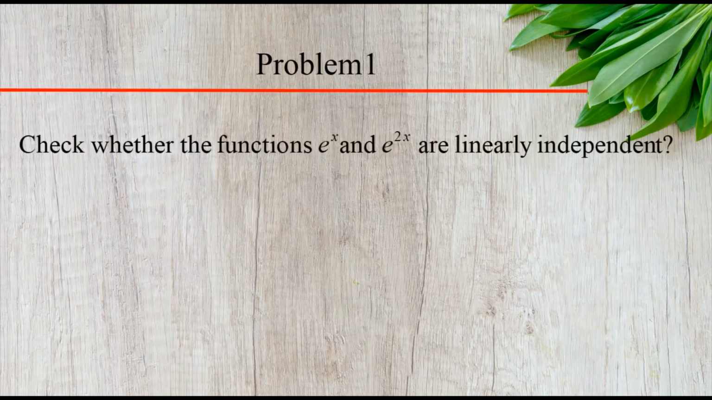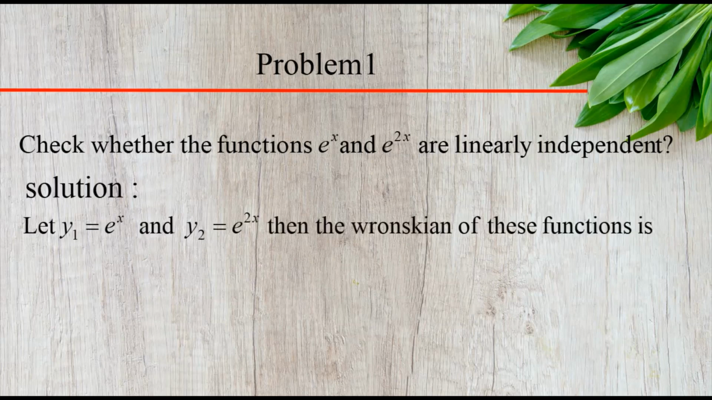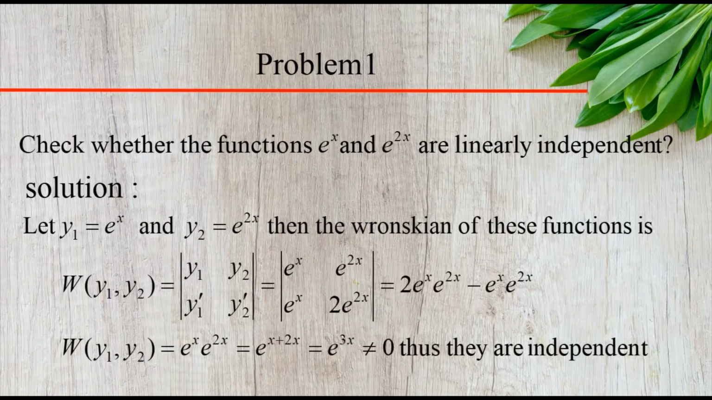Check whether these are linearly independent. We can make use of the Wronskian. Now, find the determinant. Write those functions in the first row. In the second row, find the derivatives of the first row. The derivative of e raised to x is e raised to x. The derivative of e raised to 2x is 2 into e raised to 2x. Now, after finding the determinant, you get e raised to 3x, which is not equal to 0. Thus, those functions are linearly independent.